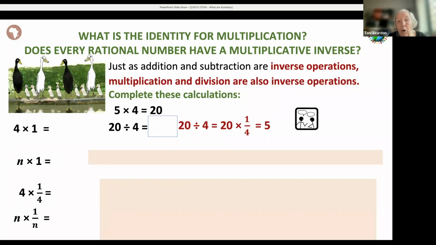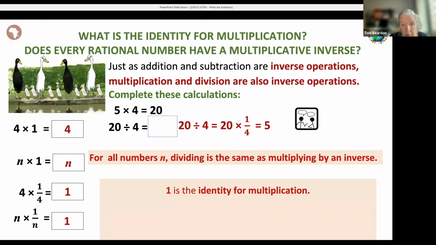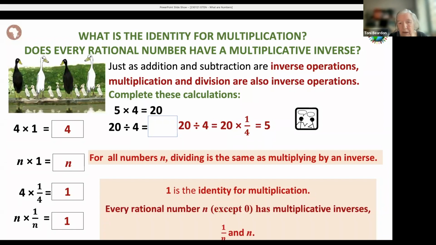4 times 1 is 4. And it's true for all n that n times 1 is n. 4 times a quarter is 1. And it's true for all n that n times 1 over n will give you the identity 1. So we say that 1 is the identity for multiplication, and every rational number except 0, you can't divide by 0, has a multiplicative inverse, 1 over n and n.